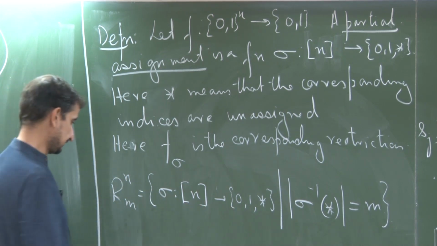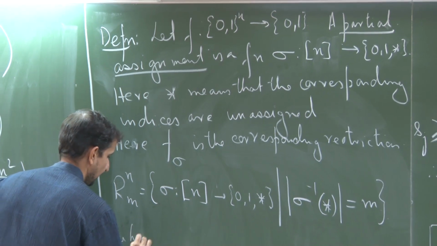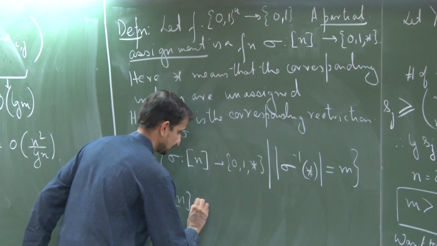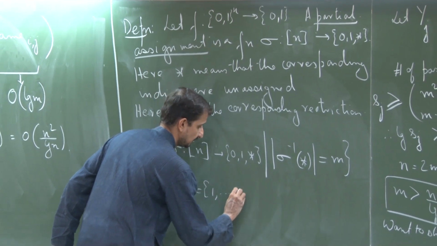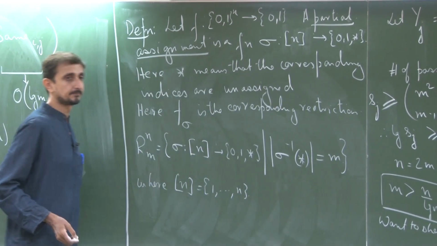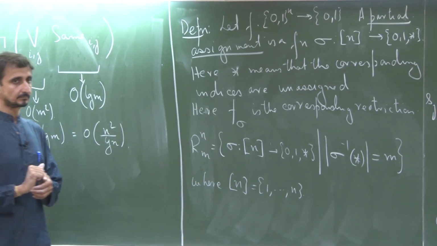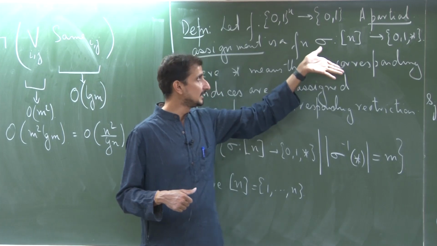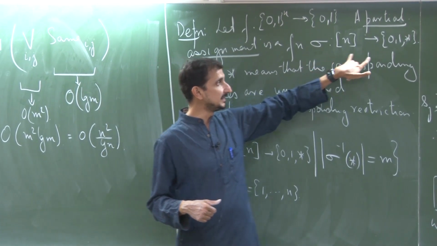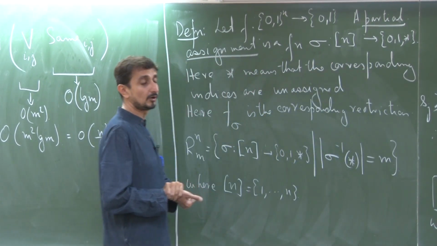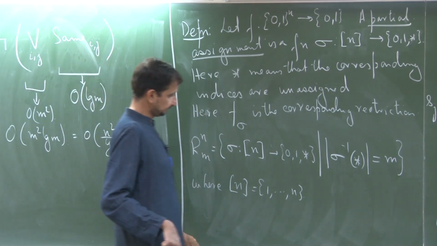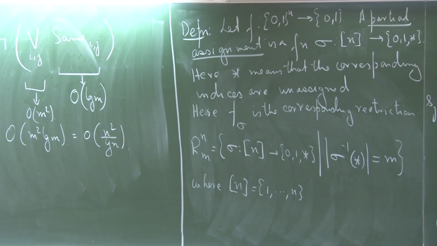This is the standard notation. So, this n in box brackets means the set 1 to n. Actually, this is what I was saying also: this is a function which is mapping these indices to 0, 1, star, not all strings to 0, 1, star. That is a good point. Okay, so now is it clear?